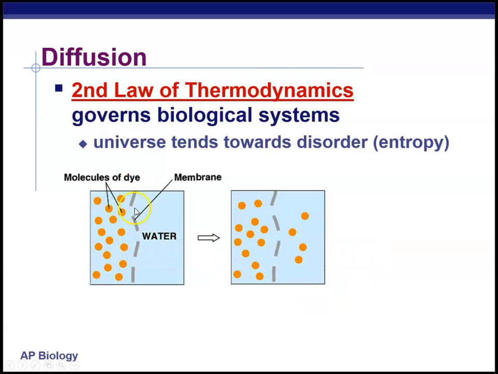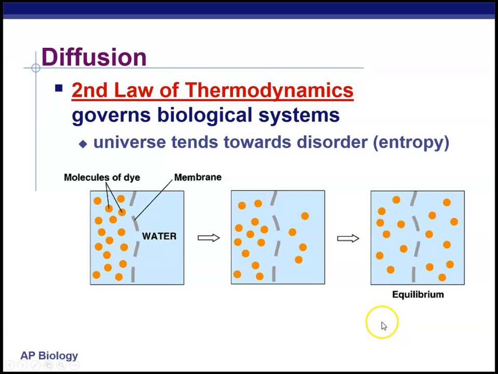And because our cell membranes allow things through, it can allow molecules to diffuse across. So here we have some molecules of dye diffusing across the cell membrane, water on both sides, and it'll continue to do that until it reaches what's called equilibrium, so that the amount or the concentration of the molecules are the same on each side.